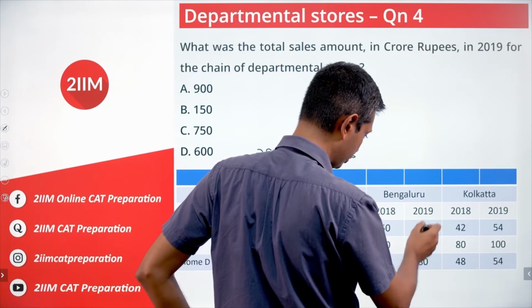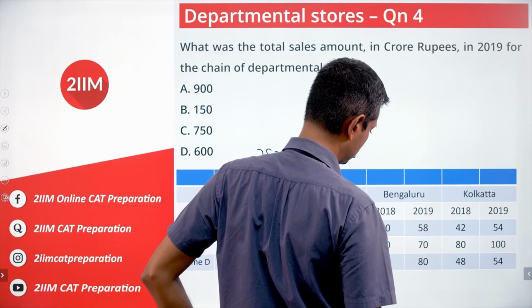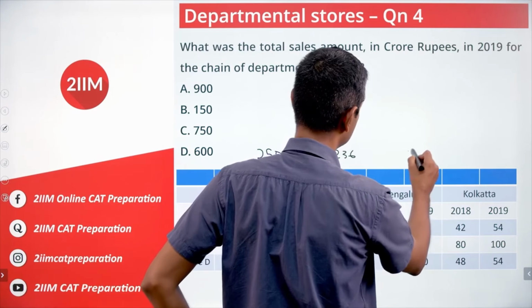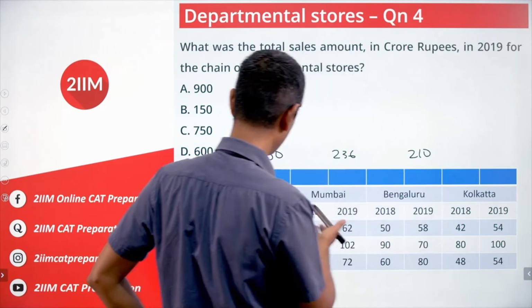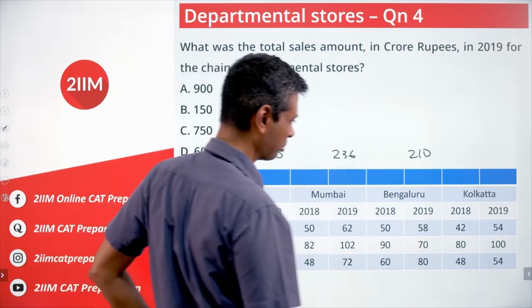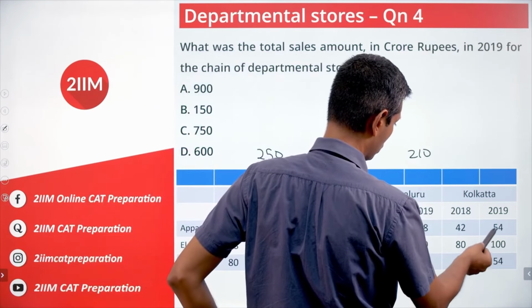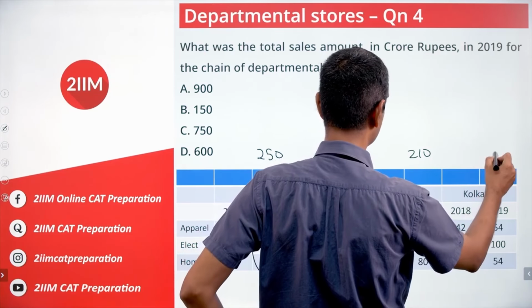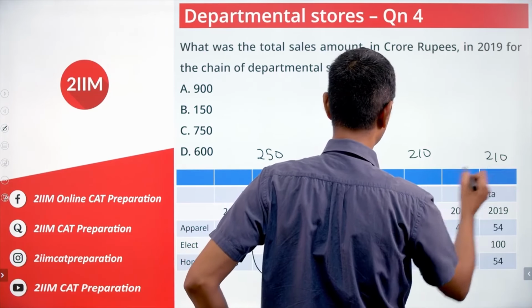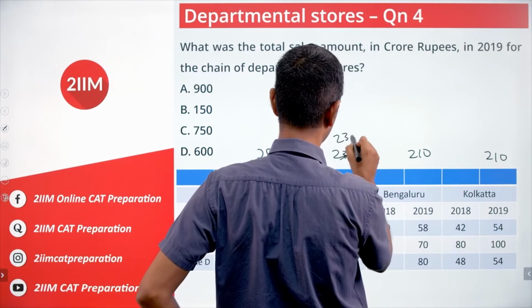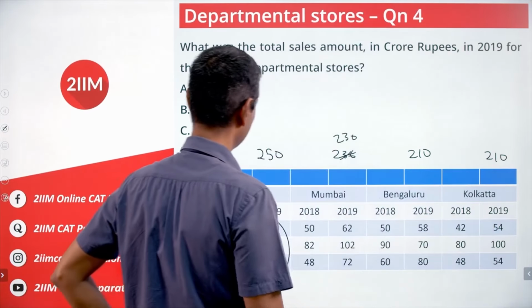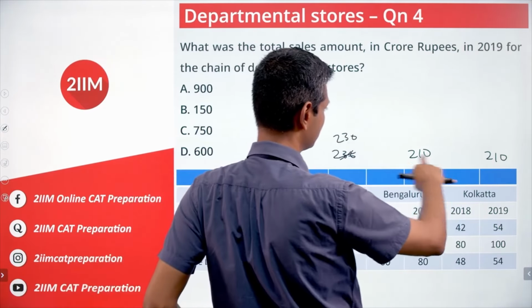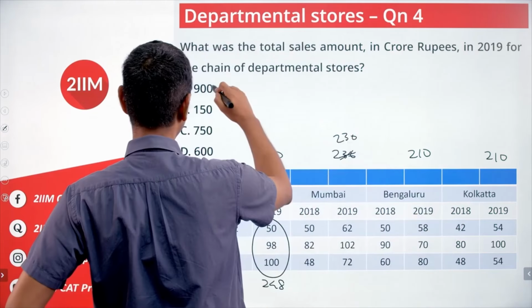70, 80, 150. 150. 210. I've overshot in both places, but it's all right. I can remember that. 54, 54. 108 plus 100, 208. I put in another 210 here. We call this 230. Offset it. 250, 480, 420, 900. Choice.